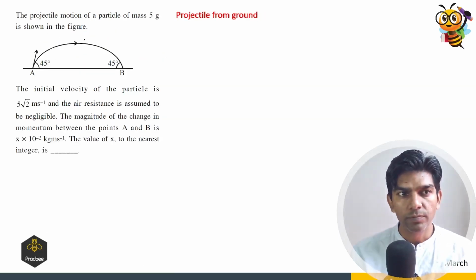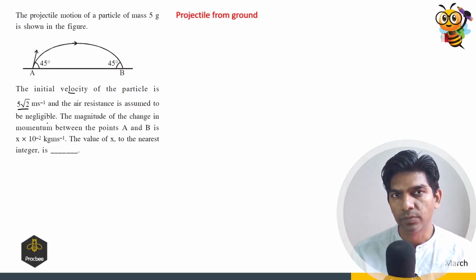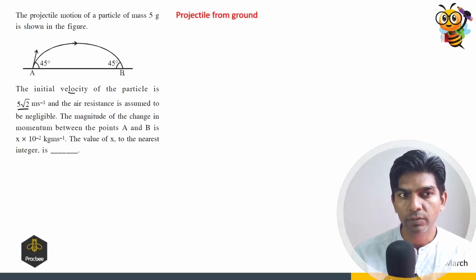Now let us see this question. A projectile motion of a particle of mass 5 grams is shown in the figure. The initial velocity of the particle is 5 root 2 meters per second and the air resistance is assumed to be negligible. The magnitude of the change in momentum between the point A and B is x into 10 raised to the power minus 2. Find the value of x to the nearest integer. So we have to find the change in momentum between B and A.